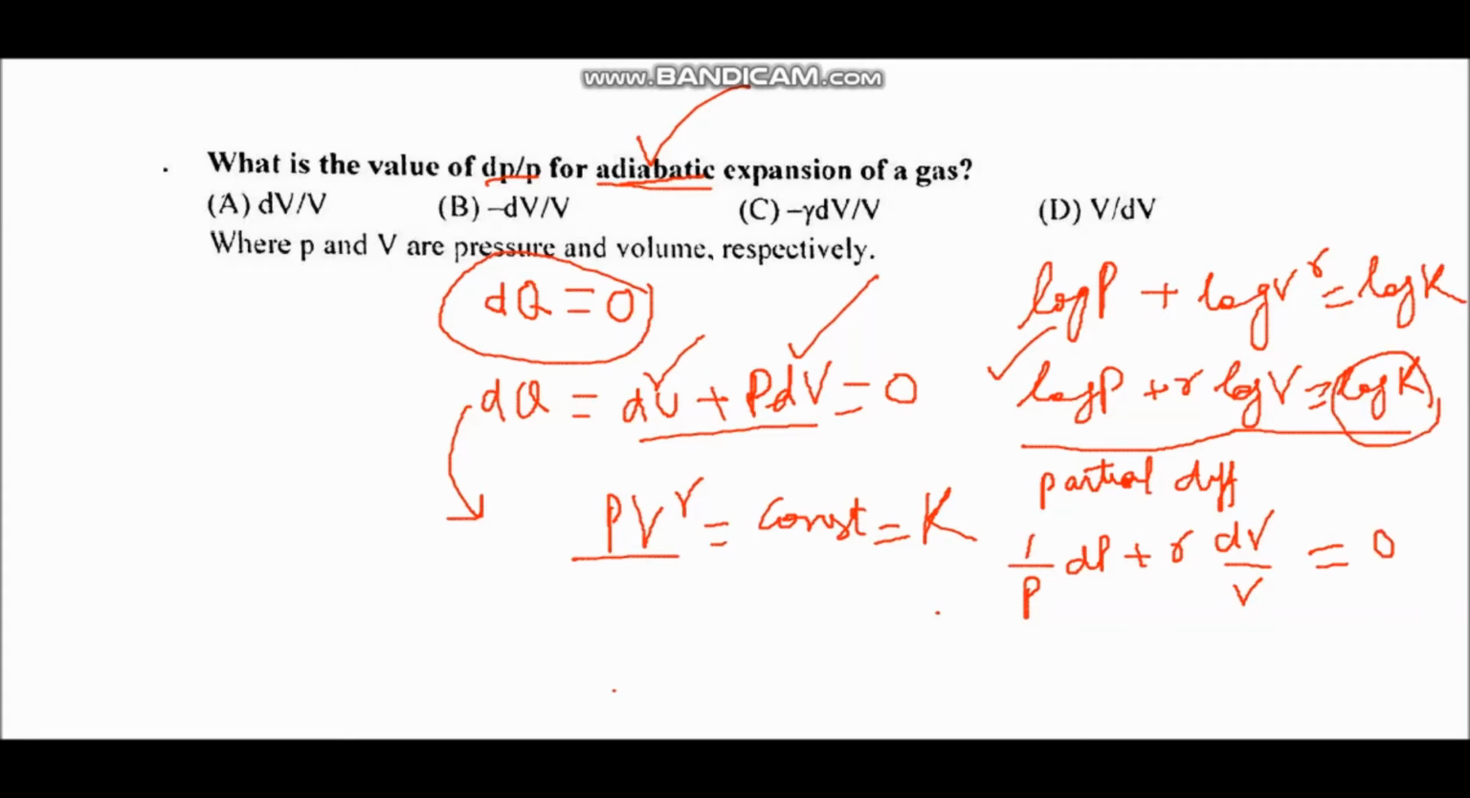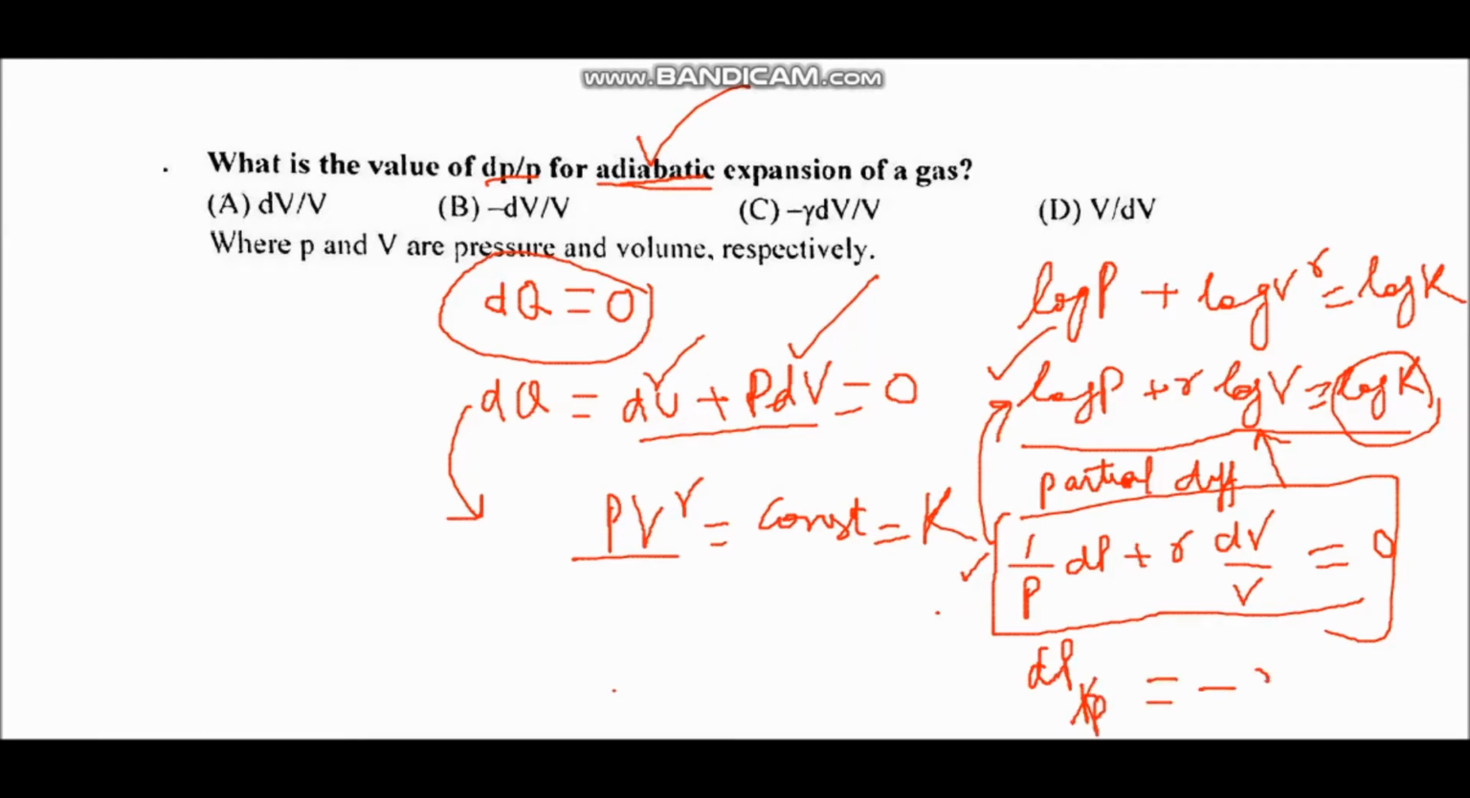Now if we integrate this equation we will get log P, because the integration of dP over P is log P, and the integration of dV over V is log V. Now we solve this equation. So dP over P is equal to minus gamma dV over V. So the right answer is option C.